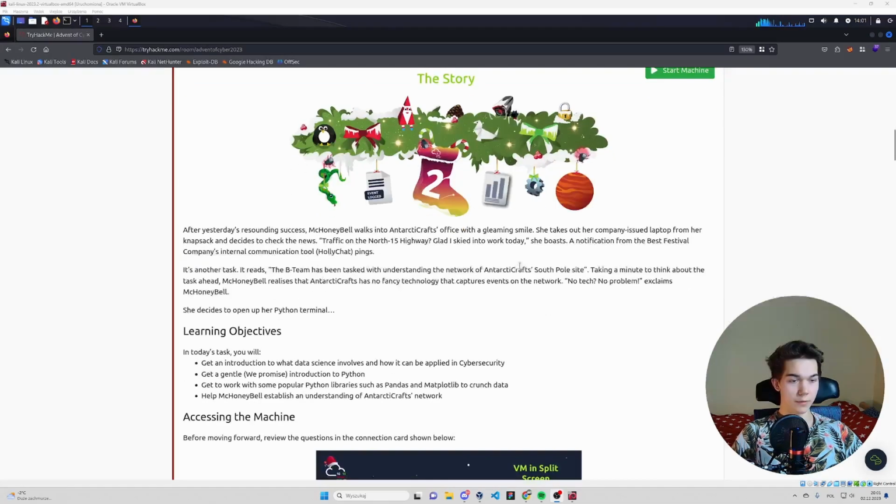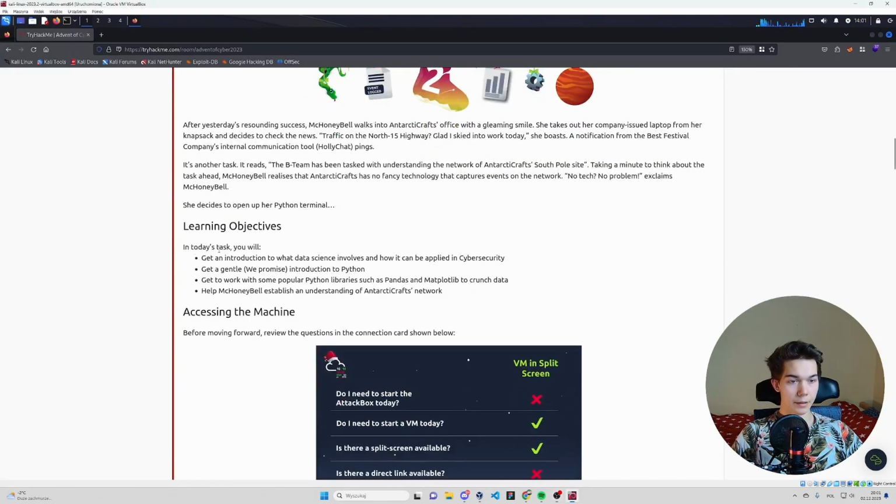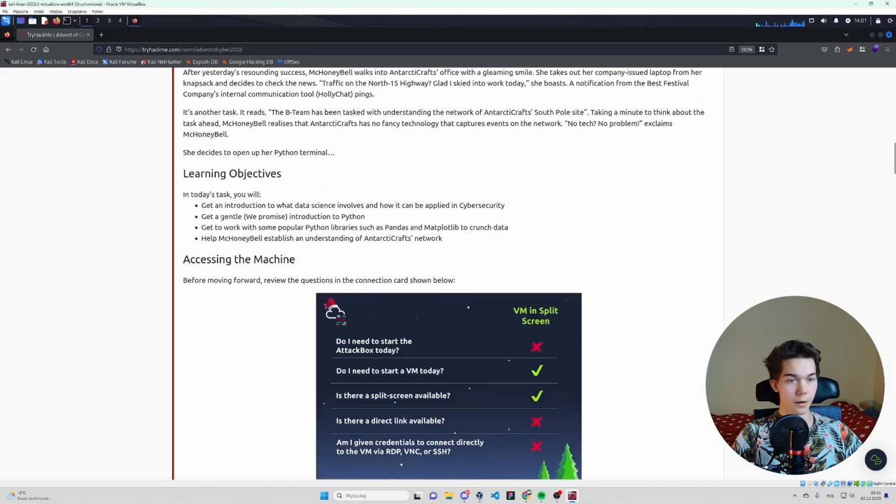So let's start with learning objectives. In today's task, you will gain an introduction to what data science involves and how it can be applied in cybersecurity. We get a gentle introduction to Python, get to work with some popular Python libraries such as pandas and matplotlib to crunch data. Help McHoneybell establish an understanding of Antarctic Raft's network.